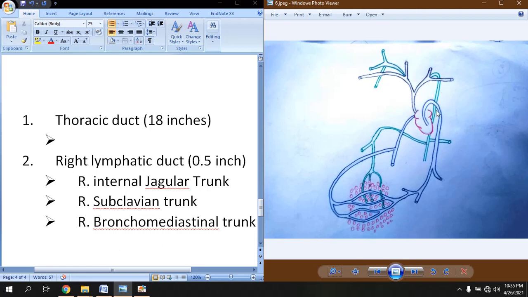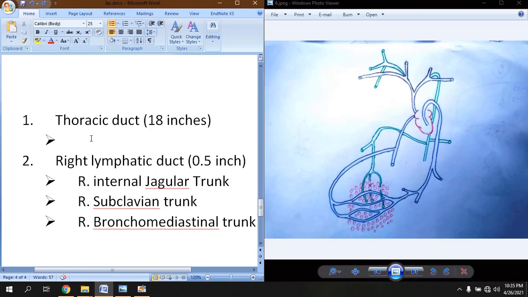Now this is the thoracic duct. Over here, you can see this side. This is the left bronchomediastinal trunk, just like this one. Over here, this was the right bronchomediastinal trunk. So over here, this is the left bronchomediastinal trunk.